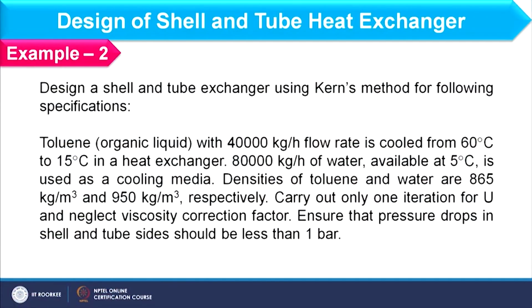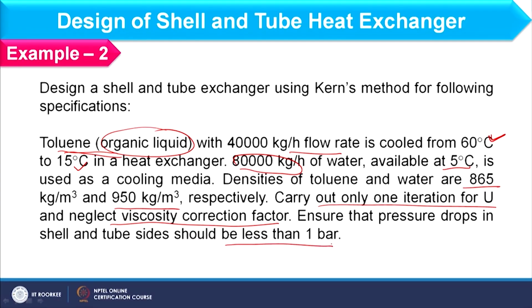So, this is example 2, and here the problem is like toluene, which we consider as an organic liquid, is available at 40,000 kg per hour flow rate, which is cooled from 60 to 15 degrees Celsius in a heat exchanger, where 80,000 kg per hour of water is used, which is available at 5 degrees Celsius as a cooling media. Density of toluene and water are given, and carry out only one iteration for U and neglect the viscosity correction factor. Ensure that pressure drops in both shell and tube side should be less than 1 bar.